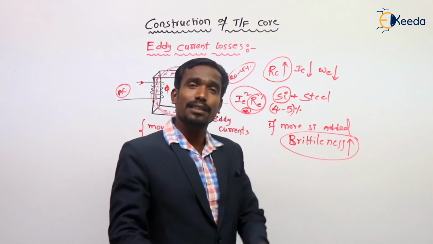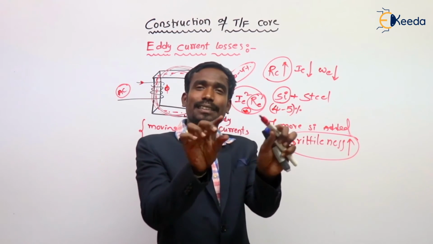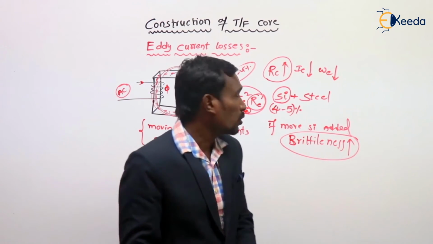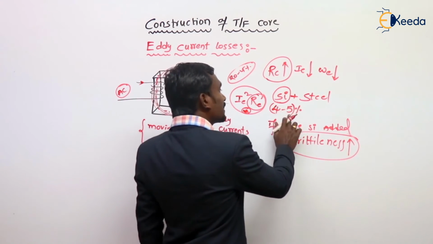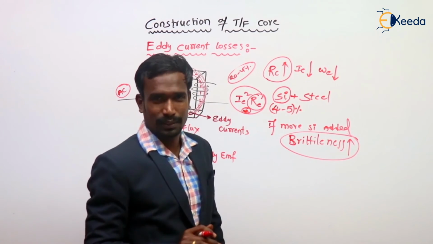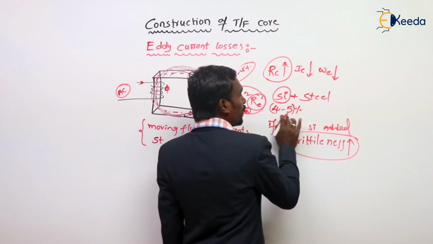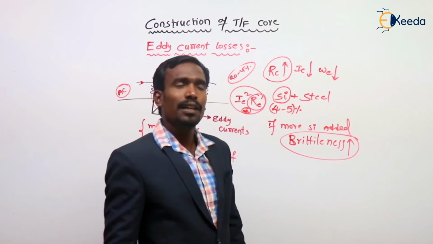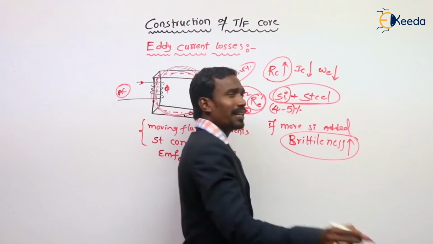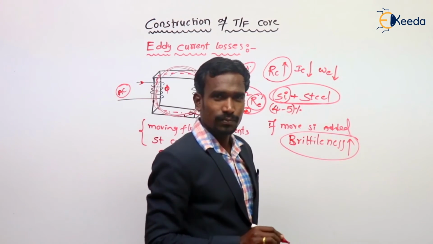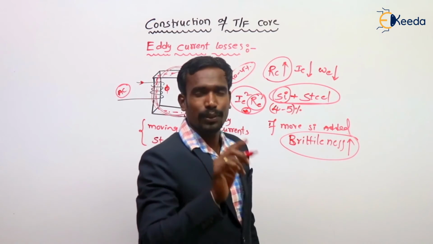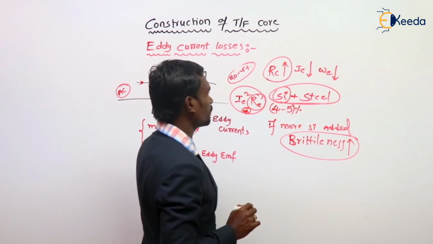If brittleness increases, what happens, sir? The core breaks down at high voltages. So don't exceed 4 to 5%. If you add 4 to 5% of silicon to the steel, then eddy current loss also reduces, and for this material the hysteresis coefficient is also less. If more silicon is added, its brittleness increases. Remember this.